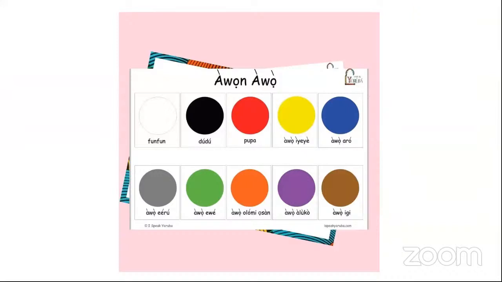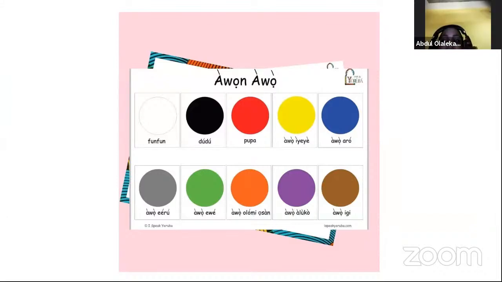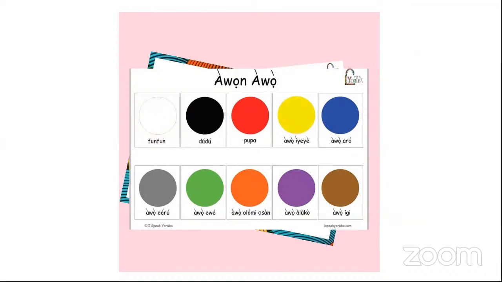And orange color is awo omi osan. Say it, omi. Omi osan. Yes. All right. And purple color is known as awo aluko.